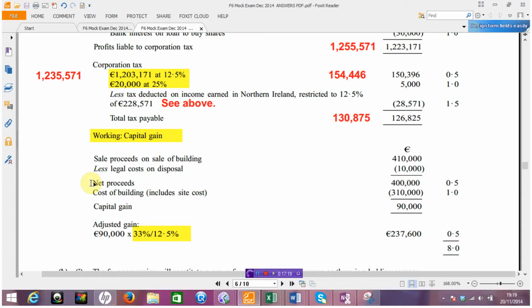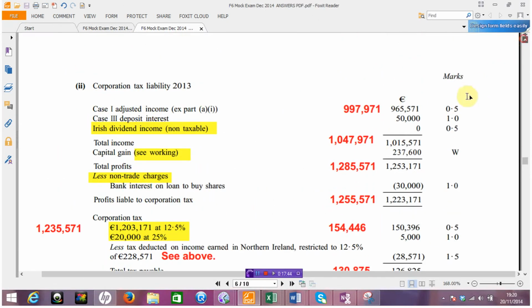That's proceeds less cost equals gain. And that's really what they do here. They get down to a gain of 90, no indexation relief relevant, and they do remember, thankfully, to gross it up. You remember that we have to gross up for corporation tax purposes in order that we can apply our 12.5% rate. So that's where the figure of 237,600 comes from.